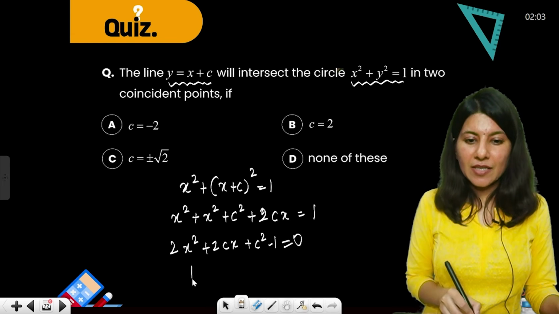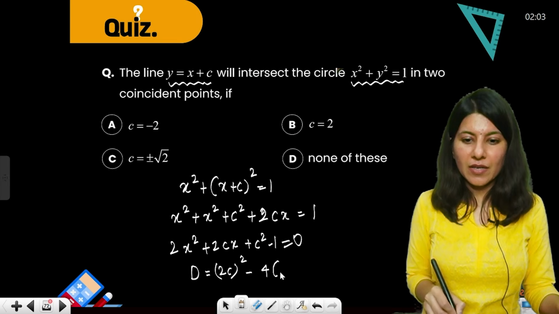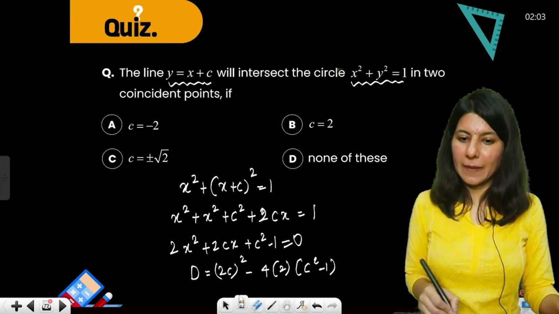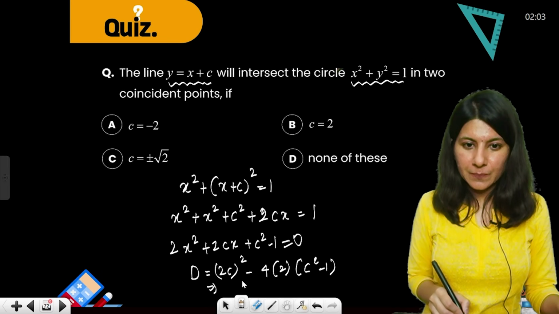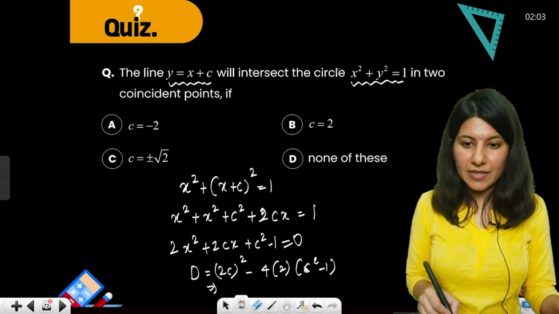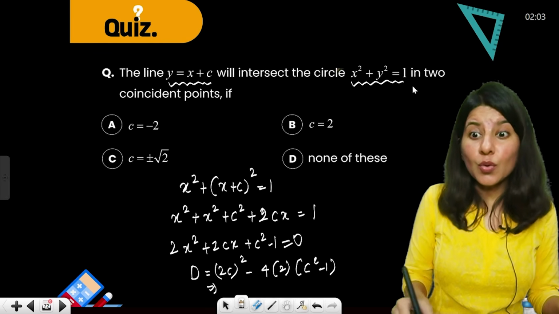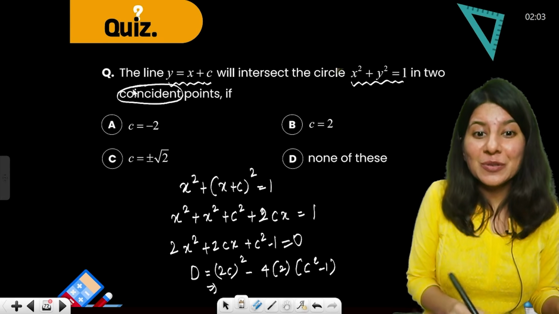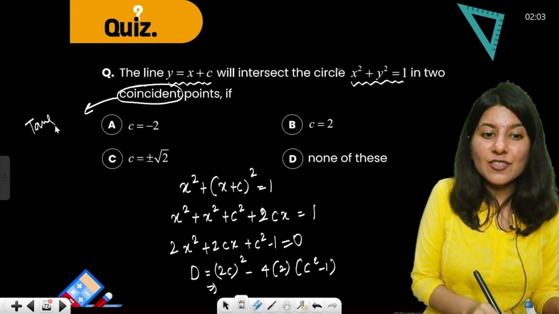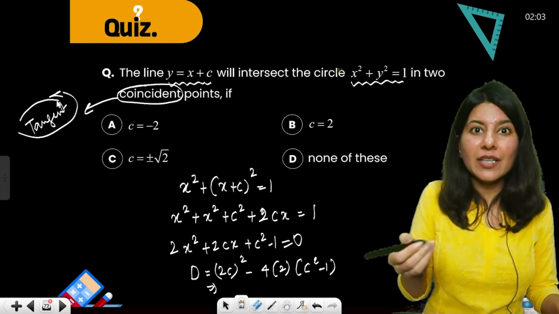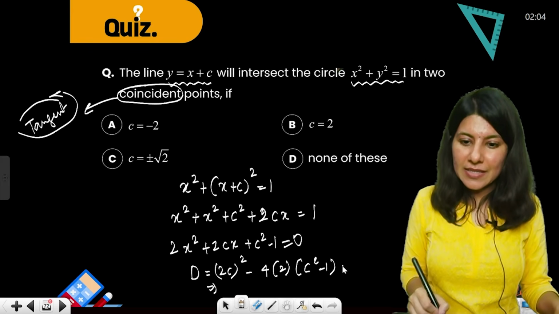Right? So now discriminant of this will be b square minus 4ac. Right? So now you want discriminant to become what? Greater than 0, right? In two coincident points. Not two distinct points, coincident points. Coincident point means tangent. Okay, basically what they are saying is two equal points, right? Two equal roots. So discriminant is equals to 0.